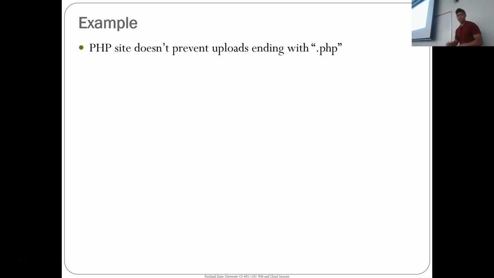Here's an example of uploading malicious content, and I think this will show up in one of your labs. You have a PHP site that doesn't prevent the upload of files containing a .php suffix. And so if you are running the PHP interpreter on your server and you allow someone to upload a PHP file that is then accessible subsequently, then that adversary has access to your PHP interpreter running on your web server.